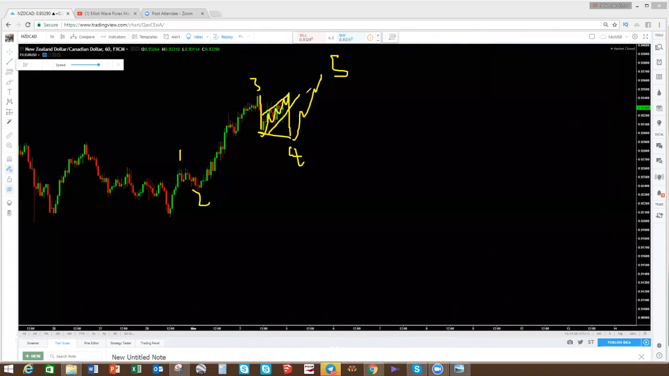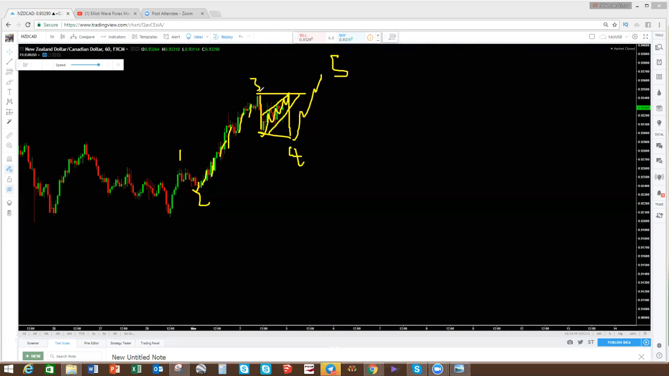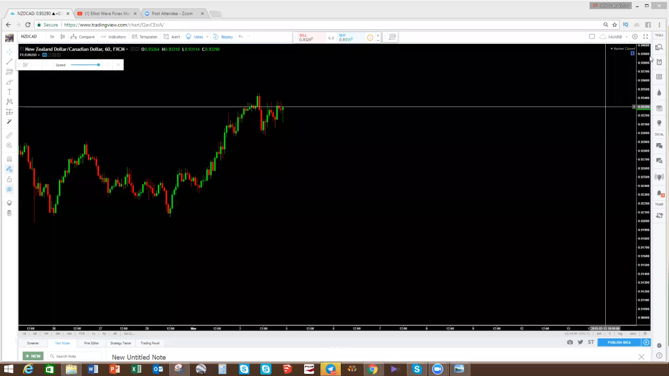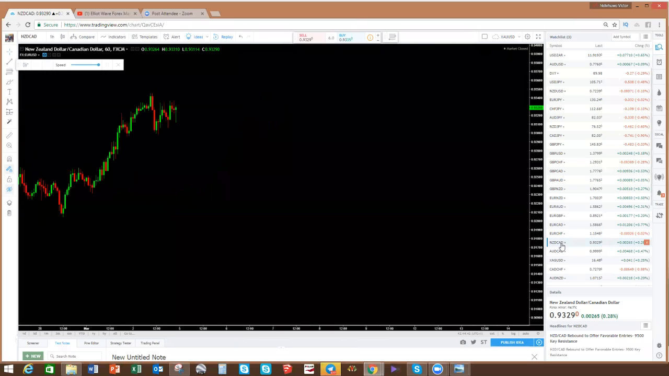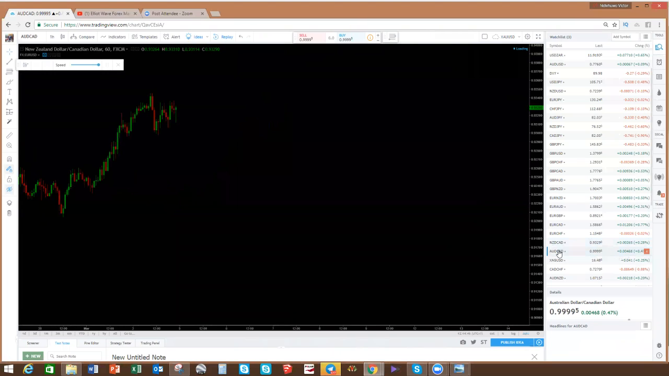So every time you get structures like this on this pair, don't leave it. It goes slow, frustrating. You need to take it and forget about it. You can see it goes slow. It doesn't go impulsively like the rest, but it's an impulsive move. This is an impulsive move. Okay, so that's New Zealand CAD, AUD CAD, similar.